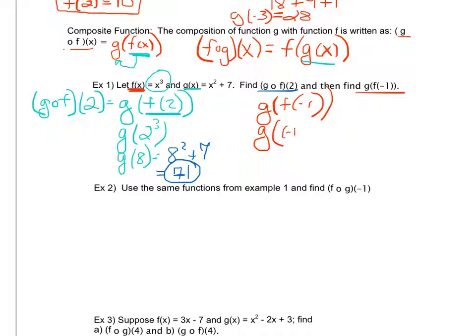Well, that means I now have -1 cubed. I can do this math. -1 times -1 times -1 is still -1. So now I'm left with g of -1. So what does that mean?